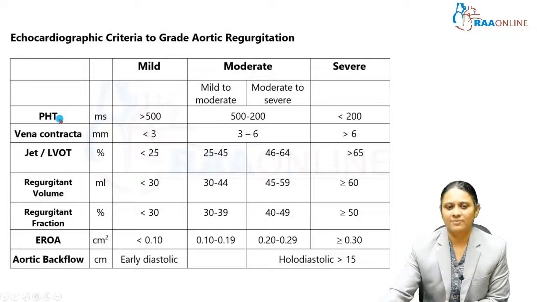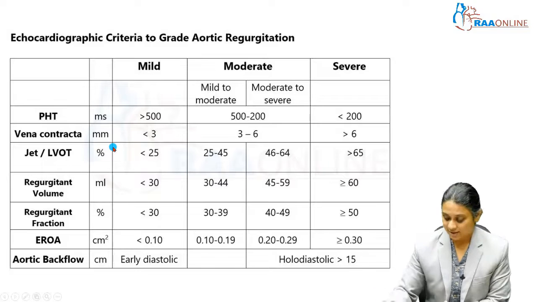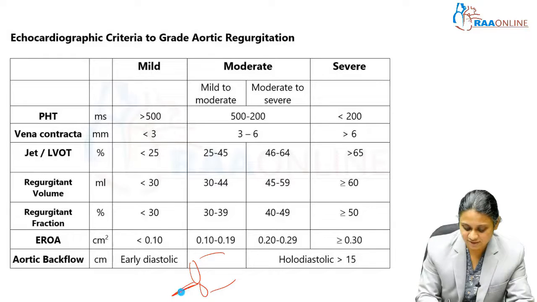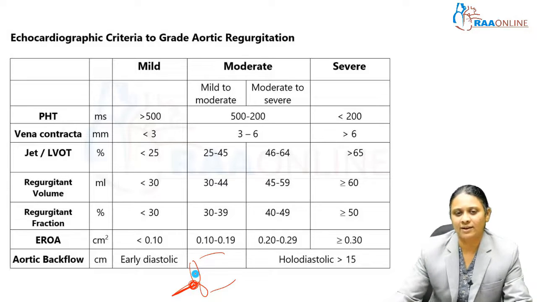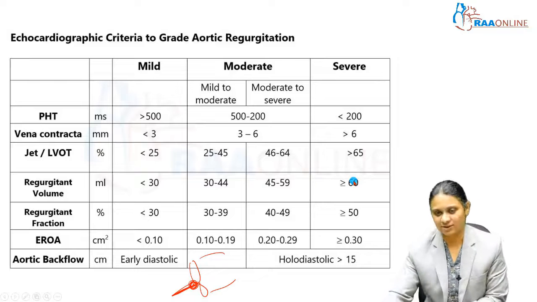The other one is the vena contracta. I'll show the images. This is the regurgitant jet. The diameter at the beginning of the regurgitant jet is taken as the vena contracta. A smaller vena contracta obviously means lesser regurgitation, which is less than 3 mm. More than 6 mm is taken as severe aortic regurgitation.